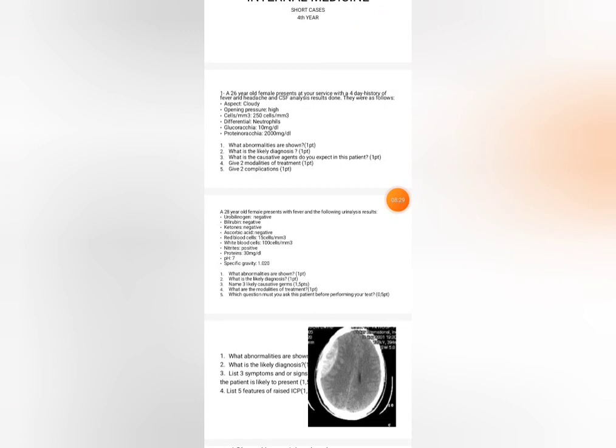Now, they added a point, what causative agents? Agents is with an S at the end, meaning that there are many causative agents that you have to think here. Is it clear? So, the general causative agent in a 26-year-old female, she's an adult. You have to think of 3 microorganisms. The first is Streptococcus pneumoniae, the second is Haemophilus influenzae, and the third is Neisseria meningitidis.